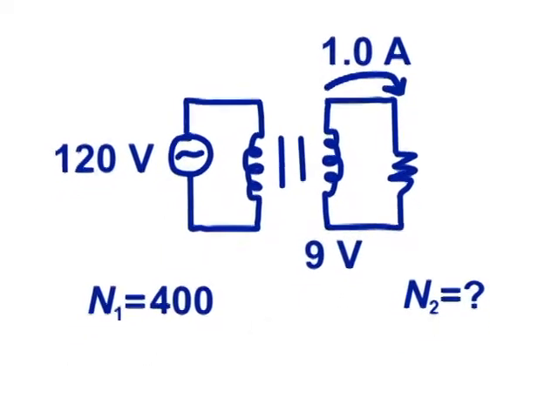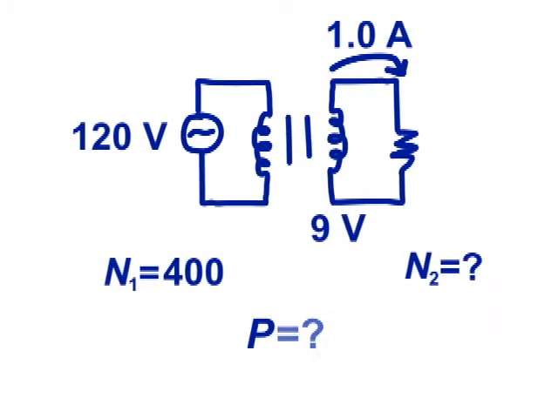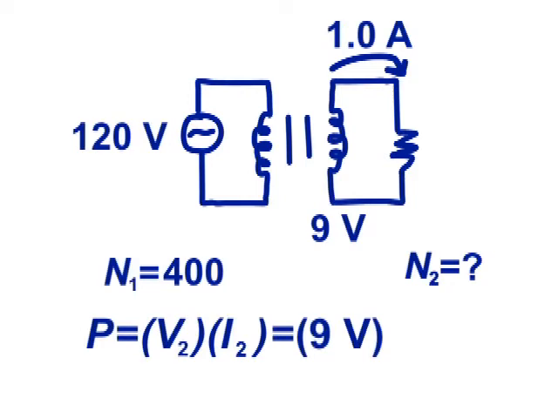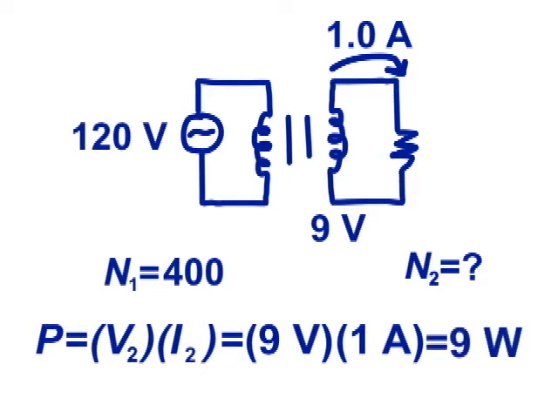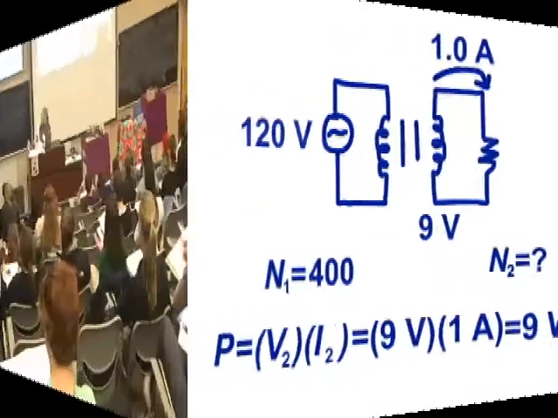Well, power is the product of what two quantities? Current and voltage. So it's just V2 times I2. I know V2, that's 9 volts. And I2, 1 amp. And so I end up with 9 watts. 9 watts is the power on the secondary, or the output power.